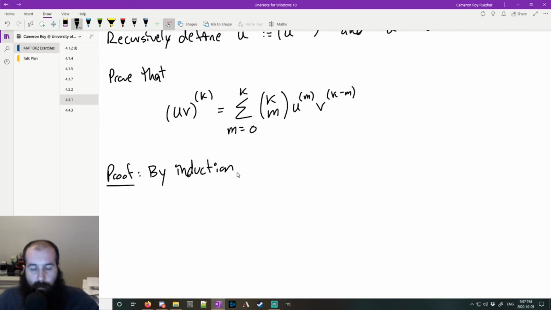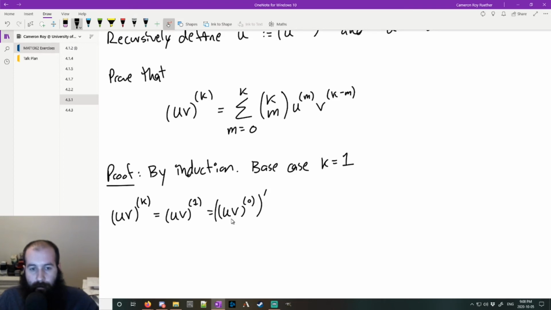So we can start with our base case of k equals 1. At k equals 1, (uv) to the k is (uv) to the 1, which by its recursive definition is (uv) to the 0, prime. But anything to the 0 is just itself. So this is (uv) prime, which we know by the properties of prime is u prime times v plus u times v prime.